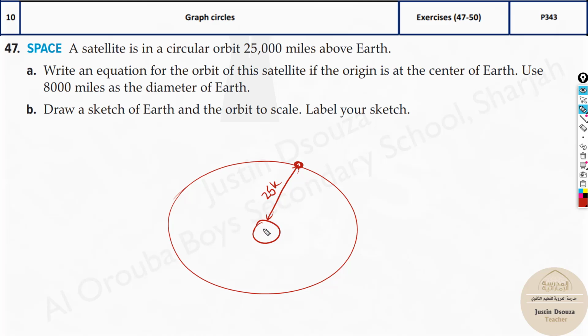The diameter of Earth is given. And this is where the satellite is orbiting from the center of the Earth, right? Now, what is from here to here? That is 4,000, 4k. Okay, and then 25k.